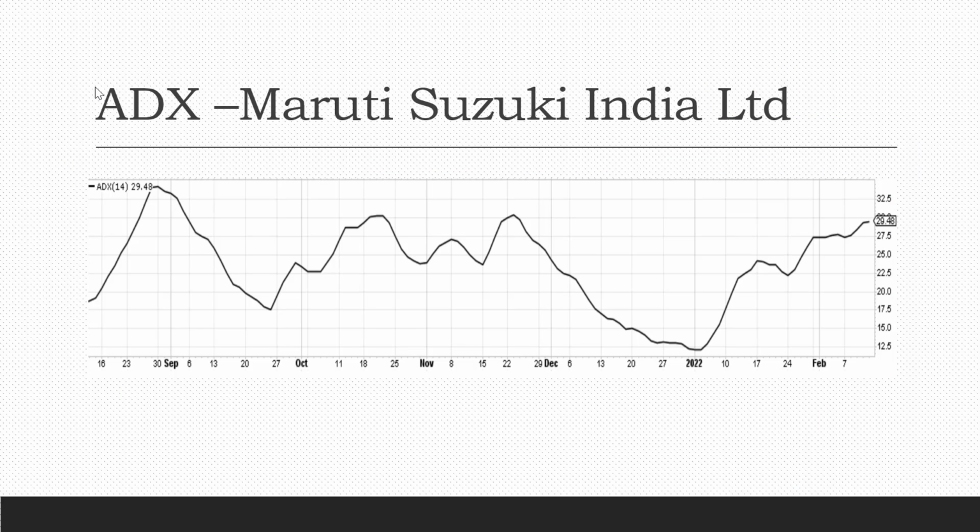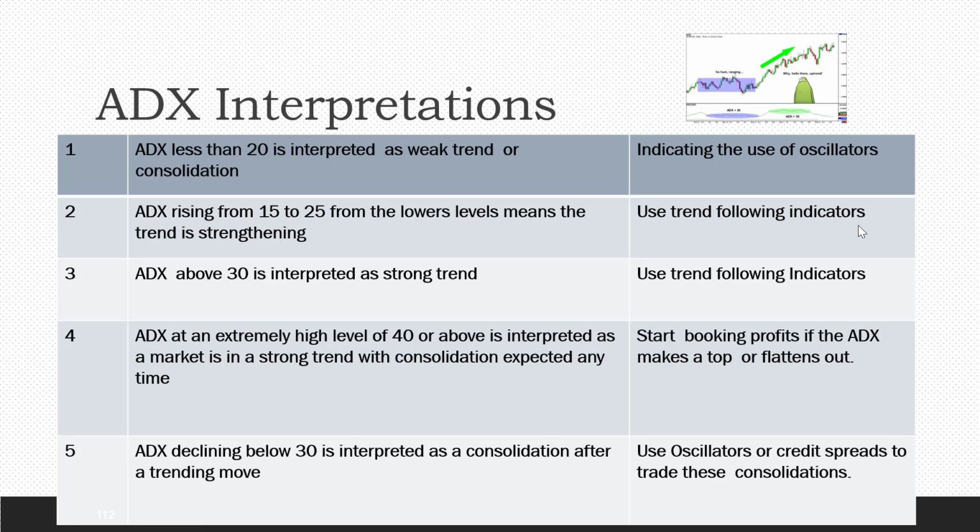Suppose we say that the Maruti Suzuki ADX is going up and touching 30 from a bottom of 12. If you look at this move, Maruti's ADX is telling you that it has moved from somewhere at the beginning of February when it was close to about 12.5, and now it has gone to close to about 30 or 29. So just read, what is ADX telling you? What should we do after looking at the ADX?